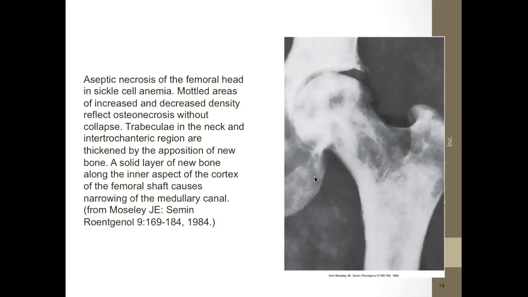And avascular necrosis of the femoral head in sickle cell anemia. You can see here this bone does not look normal. You can see there are patches here. The mottled areas of increased and decreased density reflect osteonecrosis without collapse. The trabeculae in the neck and the intertrochanteric region are thickened by apposition of new bone. A solid layer of bone along the inner aspects of the cortex of the femoral shaft causes narrowing of the medullary cavity. If you see this on an x-ray, this is very concerning.